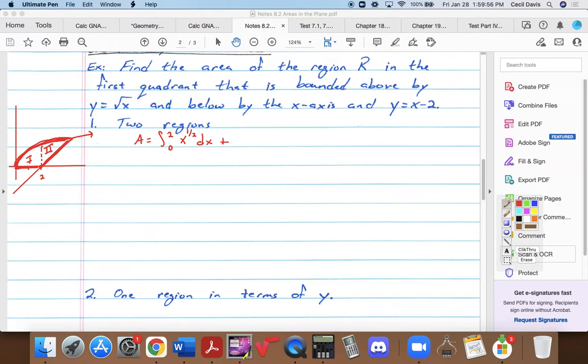plus, for the second region, it's the integral from 2 to something, we'll figure out what the something is in just a second, of the parabola minus the line, right? When I take any little slice, it's parabola on top, line on bottom. So that'll be x to the 1/2 minus the quantity x minus 2 dx.